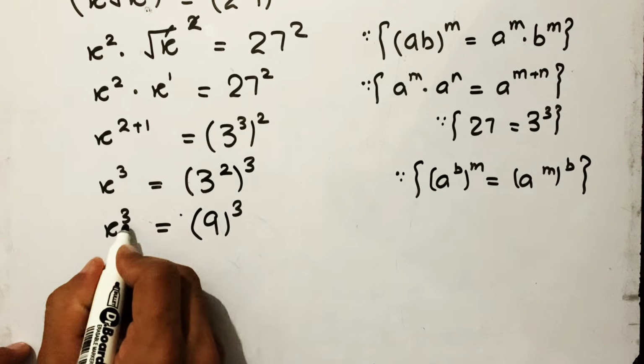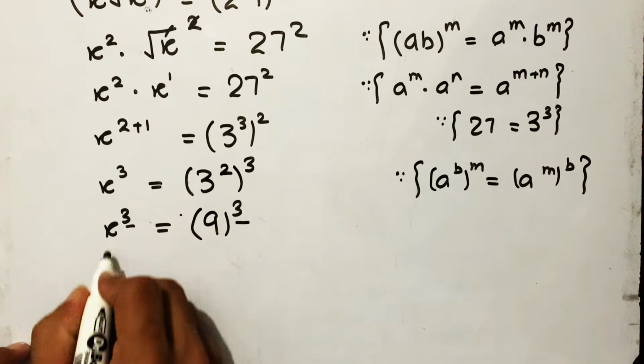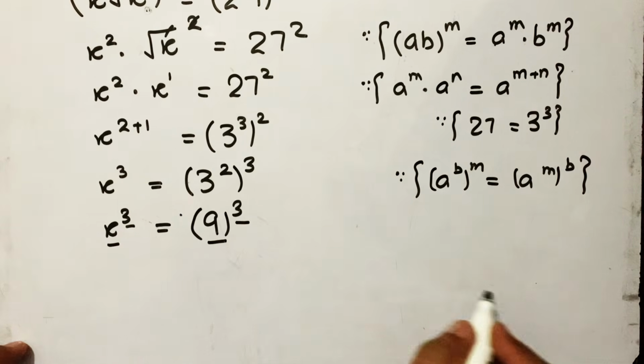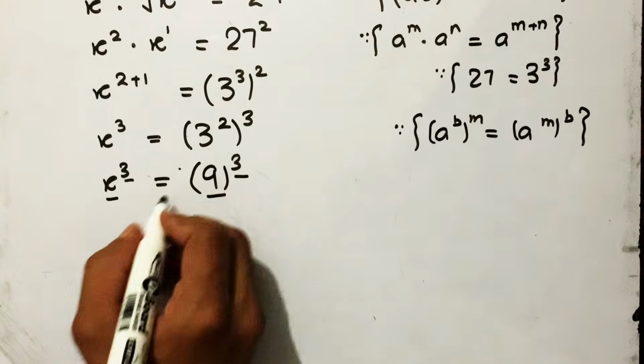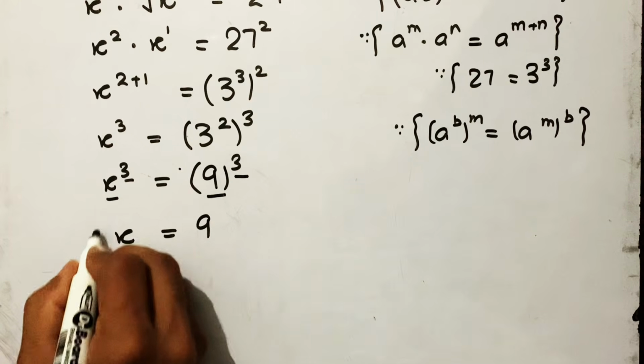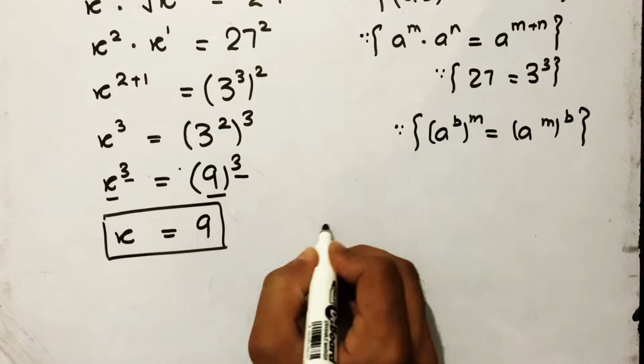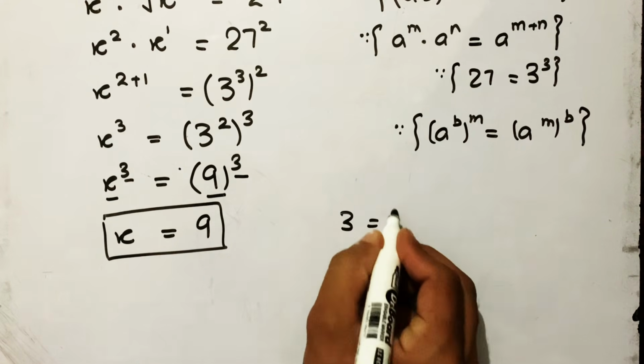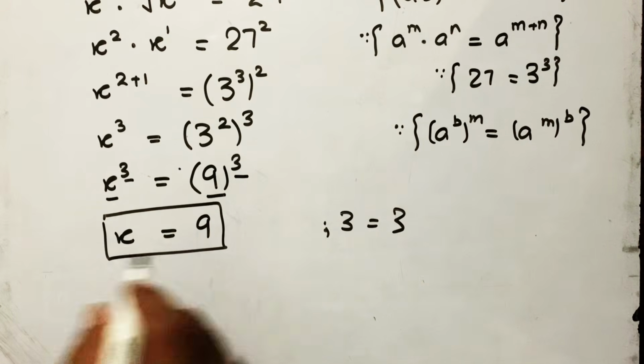If the powers are the same, the bases are the same. This implies that x is equal to 9, as 3 equals 3.